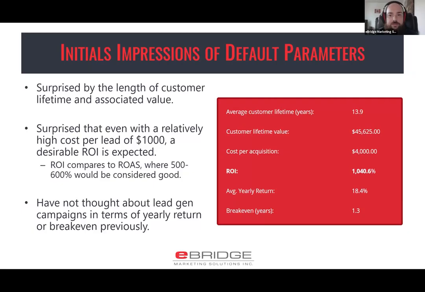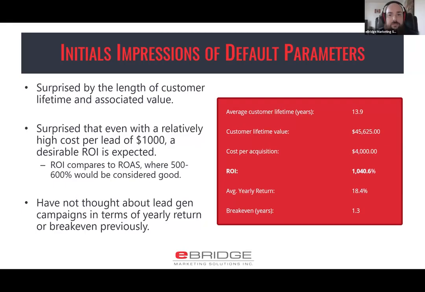And then, of course, if you have a customer for 14 years, and you're charging a monthly rate, the customer lifetime value was higher than I expected as well. I had not fully realized that it was as high as $45,000 for a typical conversion. I was also surprised a little bit that even with a high cost per lead, our default parameters achieved a compelling ROI of 1,000%. That was higher than I expected, given $1,000 cost per lead.